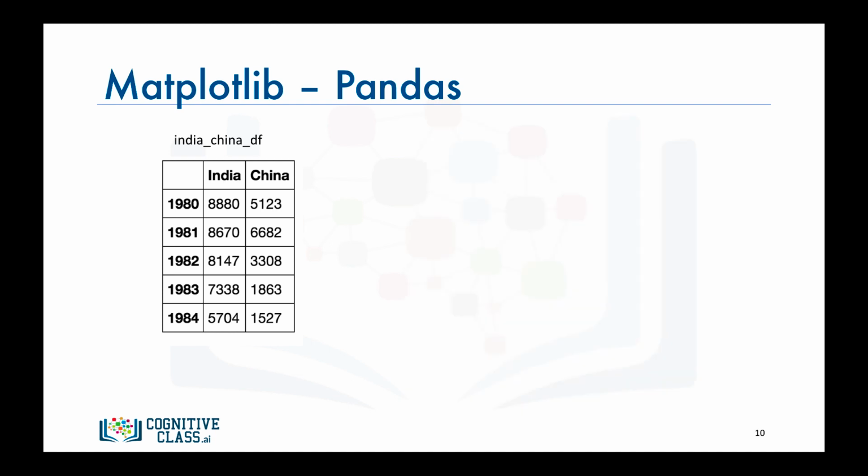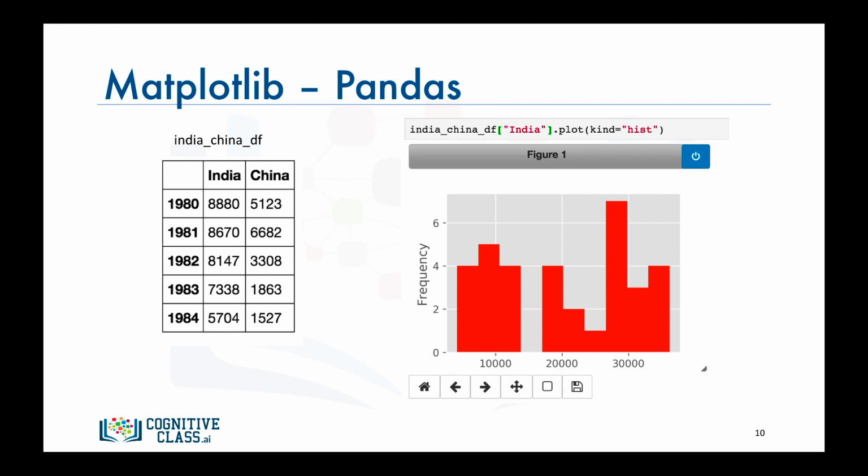Plotting a histogram of the data is not any different. So say we would like to plot a histogram of the India column in our data frame. All we have to do is call the plot function on that column and set the parameter kind to hist for histogram. And there you have it, a histogram of the number of Indian immigrants to Canada from 1980 to 1996. This concludes our video on basic plotting with Matplotlib.